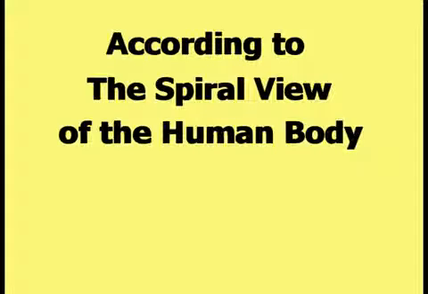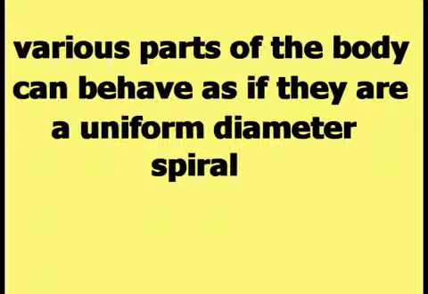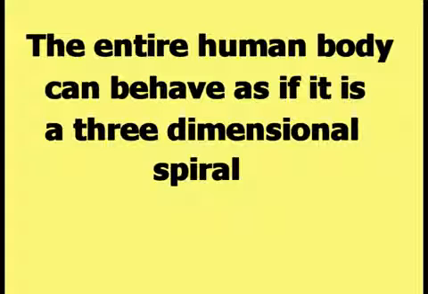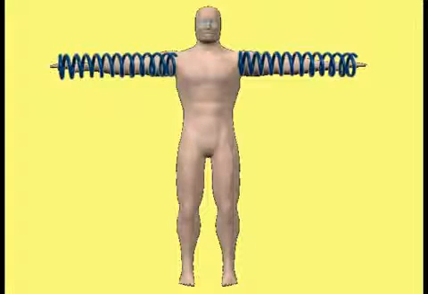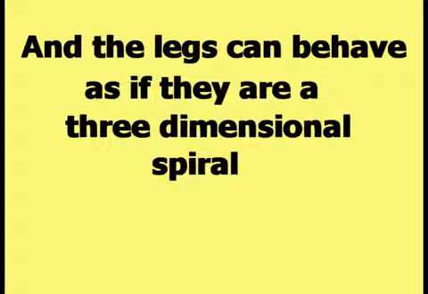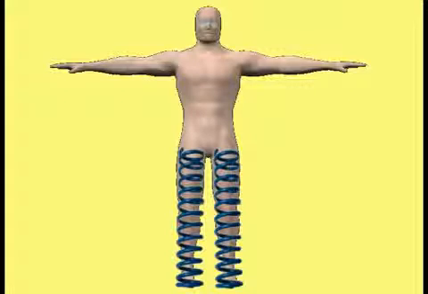This picture shows a three-dimensional spiral with a uniform diameter from one end to the other. According to the spiral view of the human body, various parts of the body can behave as if they are a uniform diameter spiral, like the one in this picture. The entire human body can behave as if it is a three-dimensional spiral, running from the top of the head down to the feet. The arms can behave as if they are a three-dimensional spiral that runs from the shoulders out to the hands. And the legs can behave as if they are a three-dimensional spiral that runs from the hips down to the feet.